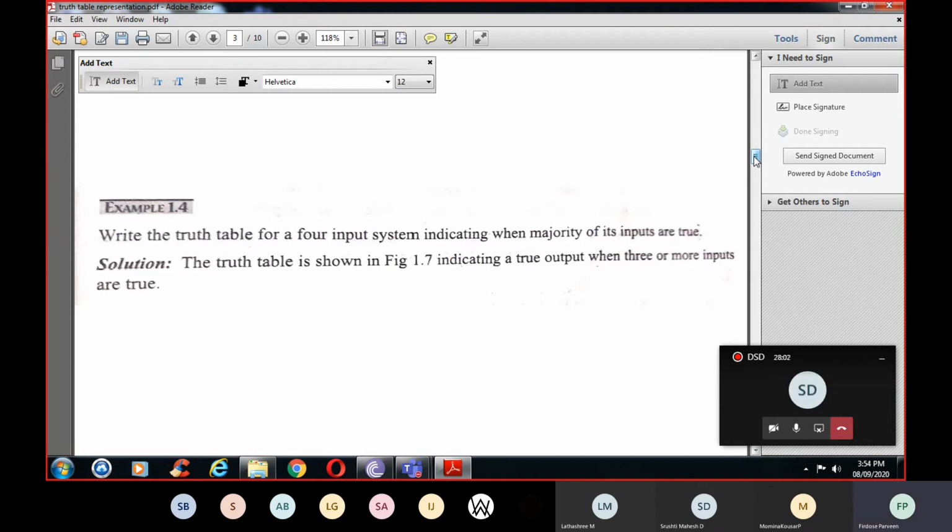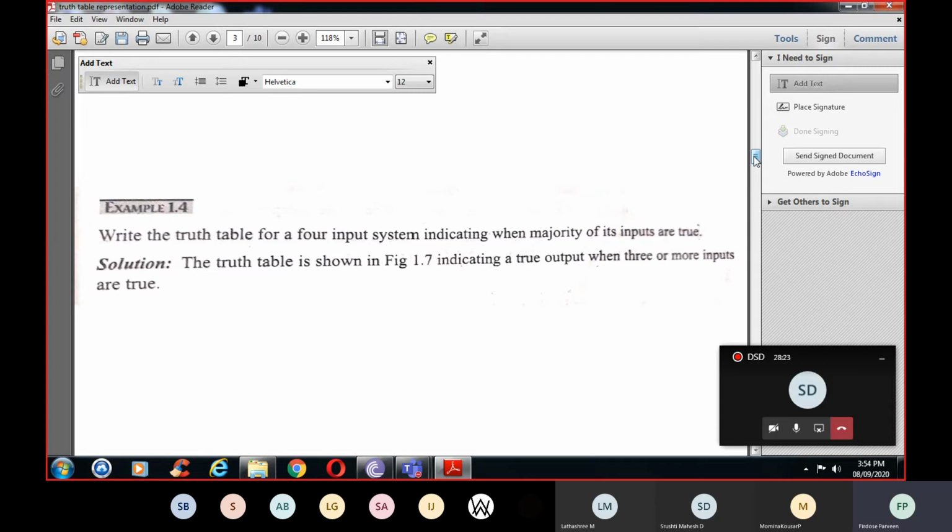Now write the truth table. Next question: write the truth table for a 4 input system indicating when majority of its inputs are true. So what have they told? They have directly told how many inputs you are having. 4 inputs you are having. And how many outputs? 1 output you are having.